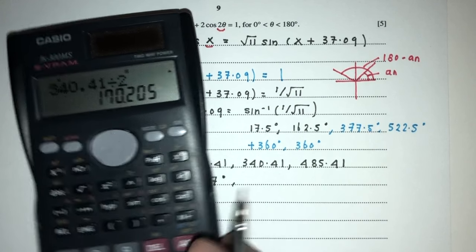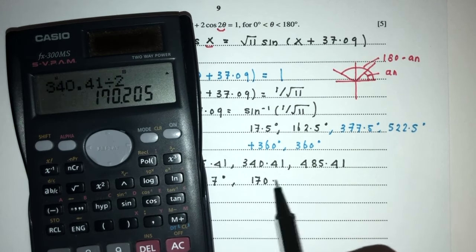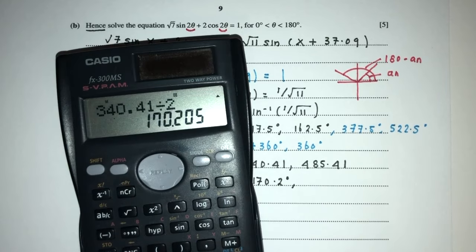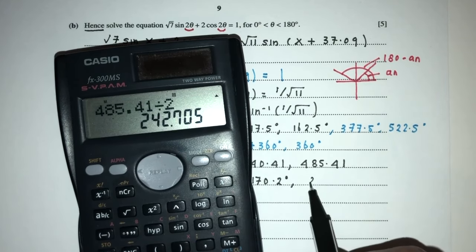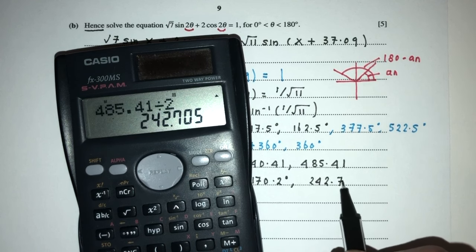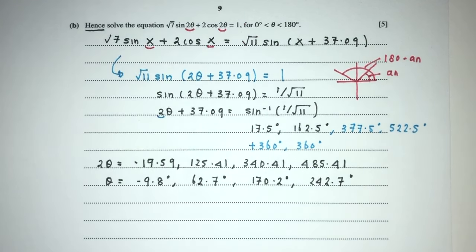And here we have 340.41 divided by 2, 170.2. And finally, 185.41 divided by 2, that should be 242.7 degrees. Now the last step is pretty easy.